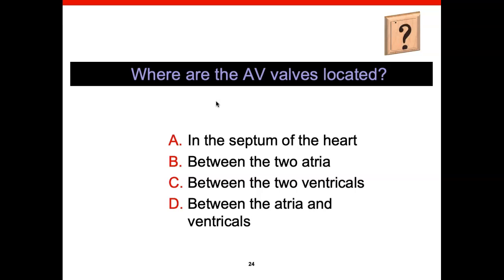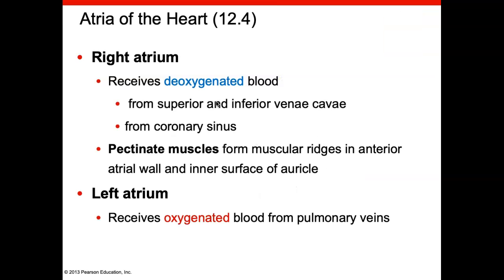Where are the AV valves located? AV stands for atrioventricular, so it would be D, between the atria and ventricles. So the right atrium receives deoxygenated blood from 3 blood vessels, the coronary sinus, as well as the superior and inferior vena cava. There are muscles inside that wall of the atrium called pectinate muscles. The left atrium receives oxygenated blood from the pulmonary veins.